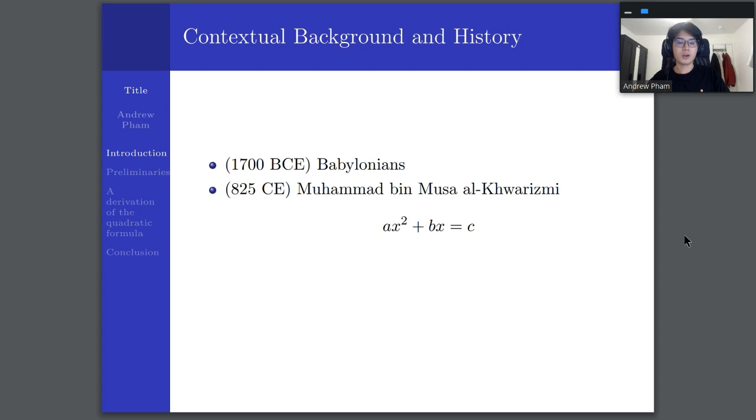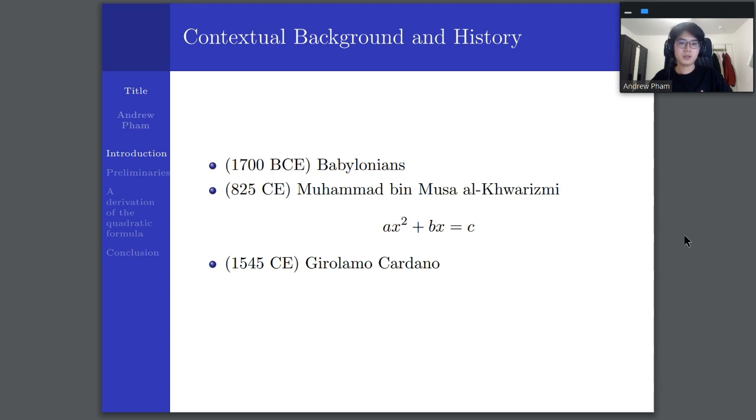In 1825 CE, Persian mathematician Al-Khwarizmi found and developed the first standard form of a quadratic equation, which is in the form ax squared plus bx equals c, where a, b, and c are all positive numbers. The extension of this idea to negative numbers and complex solutions happened a few hundred years later, in 1545 CE, by Italian mathematician Cardano.